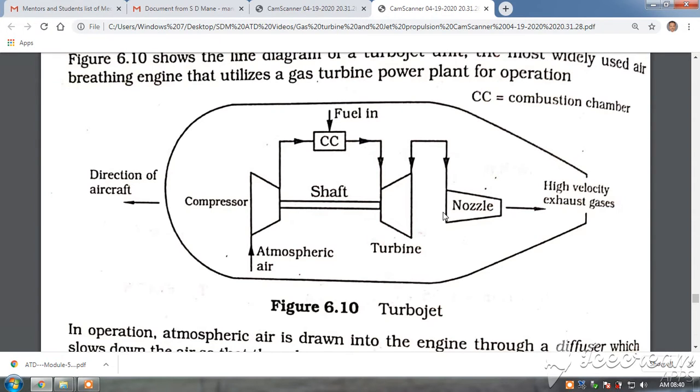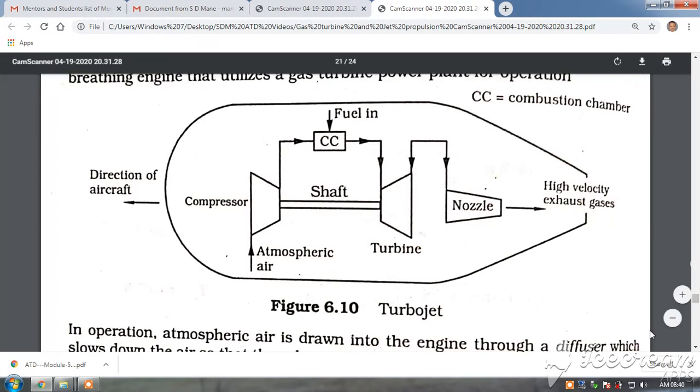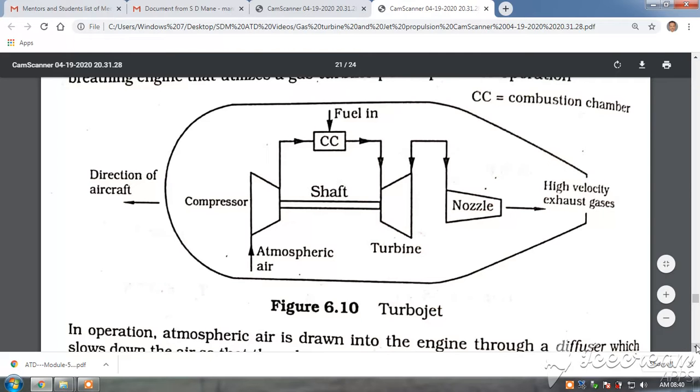This is how the turbojet engine works. So you have a diffuser, a compressor, a combustion chamber, a turbine, and a nozzle. And this turbine and this compressor are always connected with a common shaft.